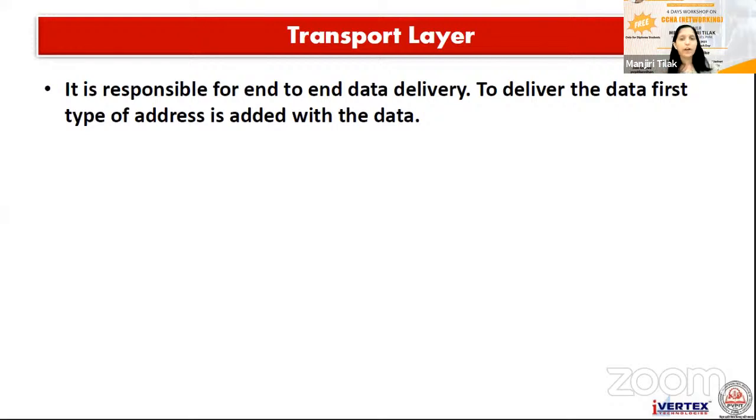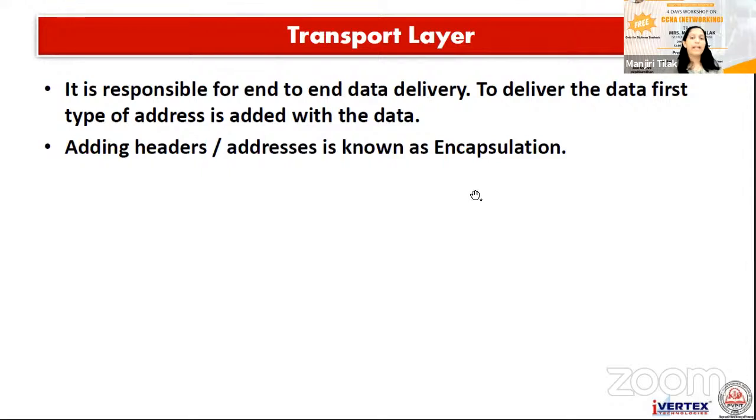So what is the function of the transport layer now? The transport layer is responsible for end-to-end data delivery, right? So to deliver the data from source to destination, the first kind of address will be added by the transport layer, and you can say now my data is encapsulated. Now, what is meant by encapsulation? Encapsulation is nothing but adding headers or addresses with the data.